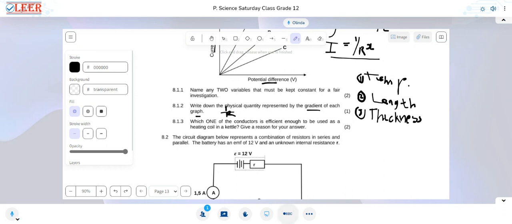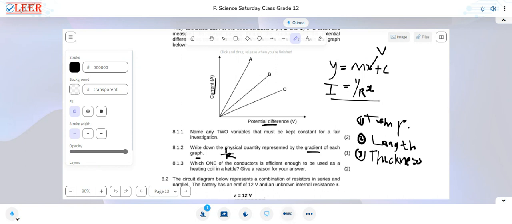Which one of the conductors is efficient enough to be used as a heating coil in a kettle? Give a reason for your answer. Okay, so now they're asking, you have three options, A, B, and C. Which one of the conductors is efficient enough to be used as a heating coil in a kettle? And then you need to give a reason for your answer. Okay, so the keyword here is heating coil.